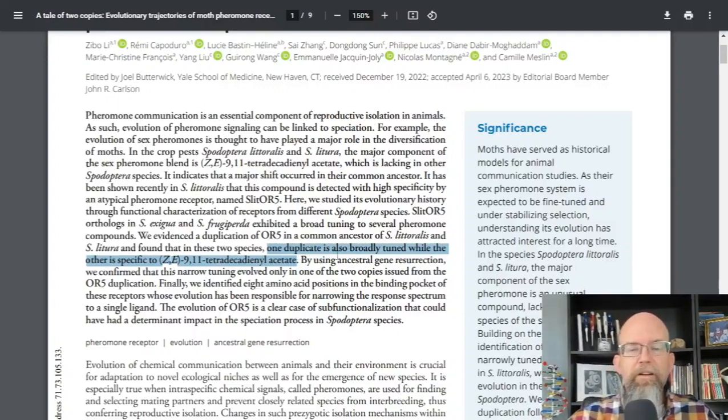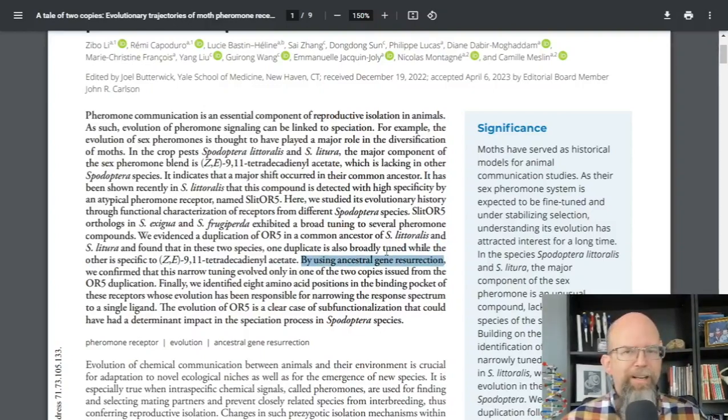Now here's one of the reasons I thought this article would be interesting as well. It's not just the gene duplication part. It's how they tested the idea of gene duplication, how they tested this idea of the origin of new genetic information. By using ancestral gene resurrection. You're like, what is that? Ancestral gene resurrection is kind of exactly what it sounds like.